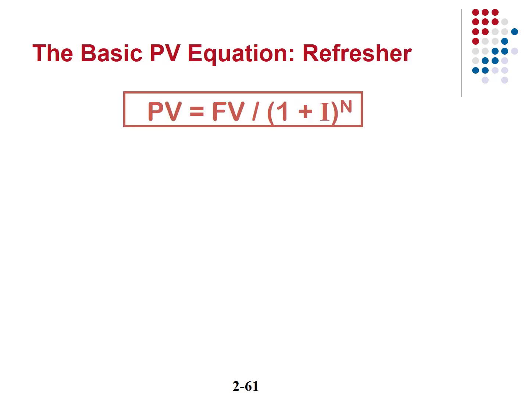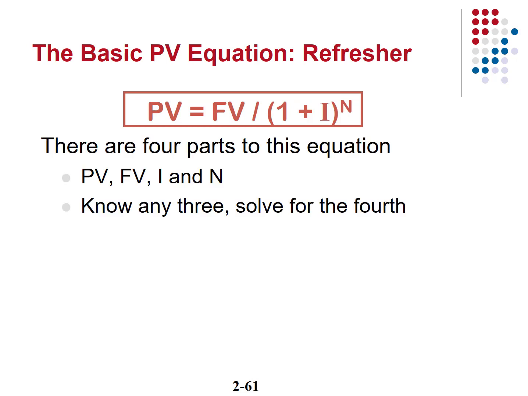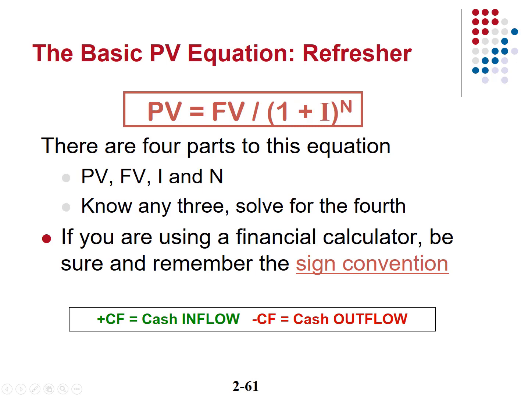As a refresher, here's your basic PV equation. It has 4 parts: PV, FV, i, and n. In your calculator, enter any 3 plus a 0 payment and solve for the 4th. And do not forget the sign convention. Inflows to you are positive. Outflows from you are negative.